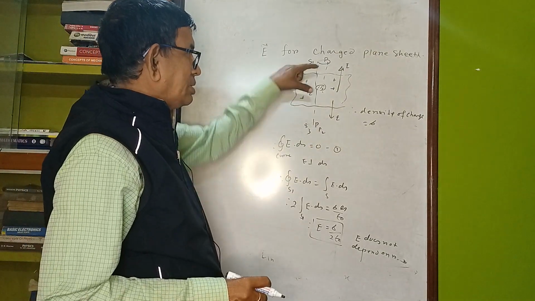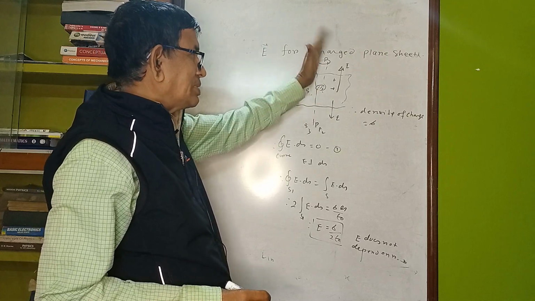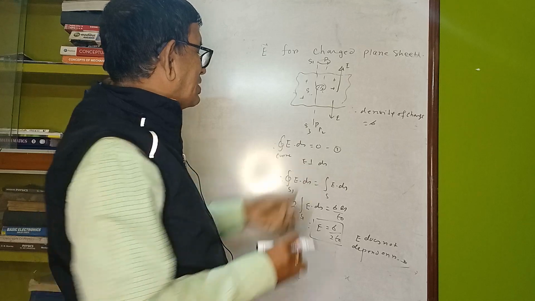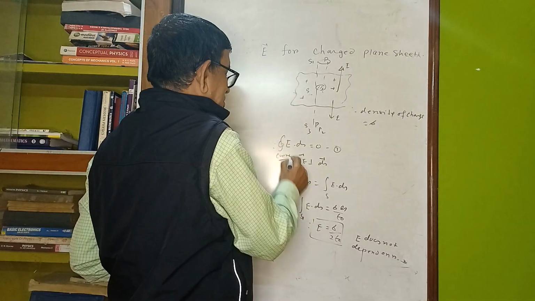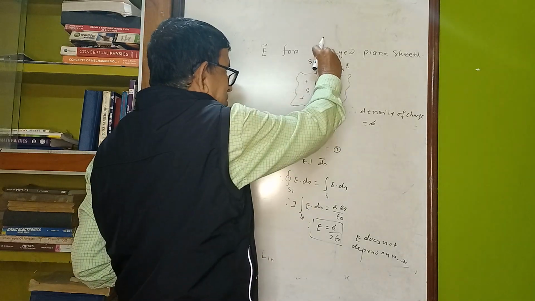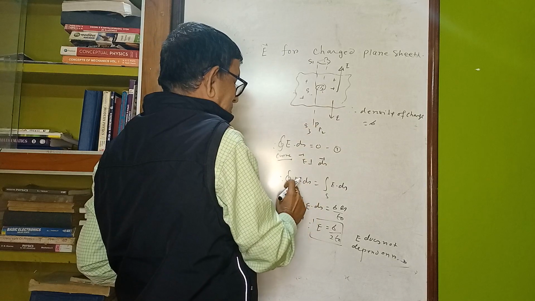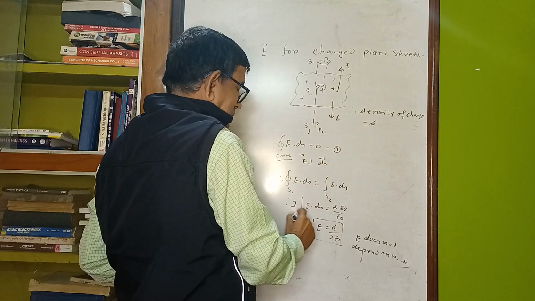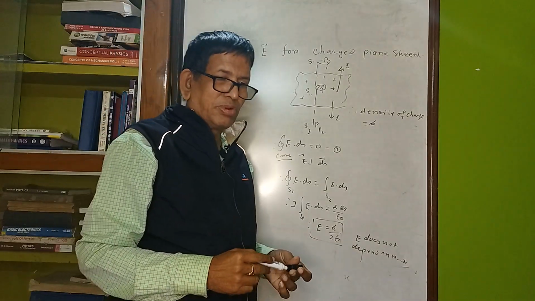E dot ds is 0. Why 0? That is at the curved surface, because E is along one direction, the normal is along another direction, the angle is 90 degrees, E vector perpendicular to ds vector for the curved surface. Now the flux through this surface and the flux through this surface are the same, so E dot ds over S1 and E dot ds over S2 are both equal, so we get this result. But this is very important for all of us.